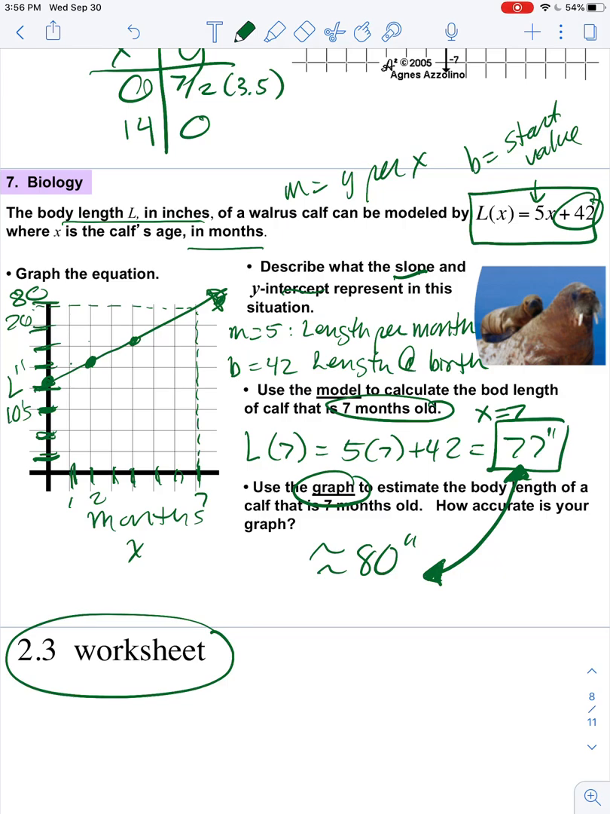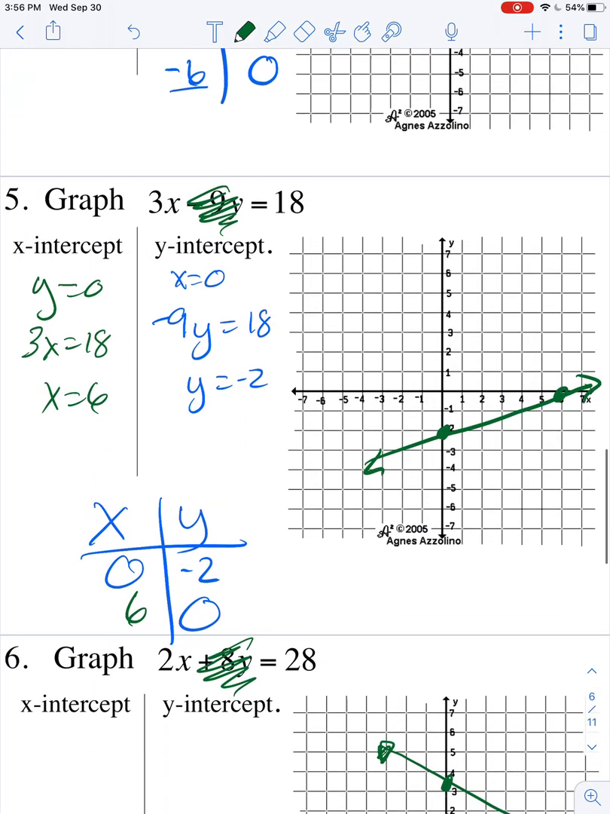So take that information, take it to the 2-3 worksheet, keeping in mind that I believe on the 2-3 worksheet, you're doing 1 through 20.